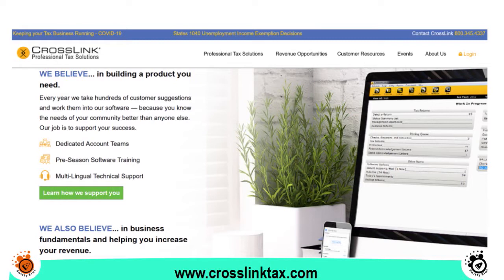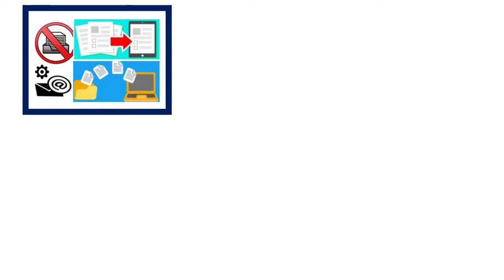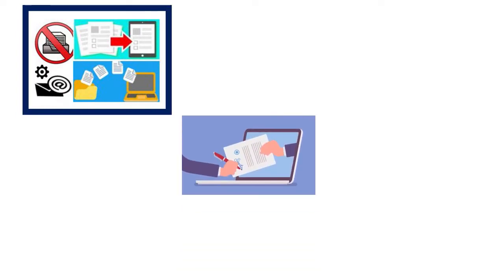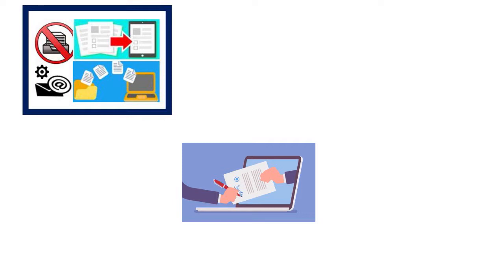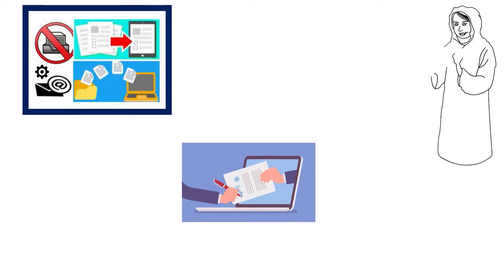They do have a system in place which they call the paperless office program. So you have electronic signature pads, you can scan and store, and you have document storage. They also have Crosslink mobile apps, and you're able to access your returns and your clients' returns from anywhere. This is really good.